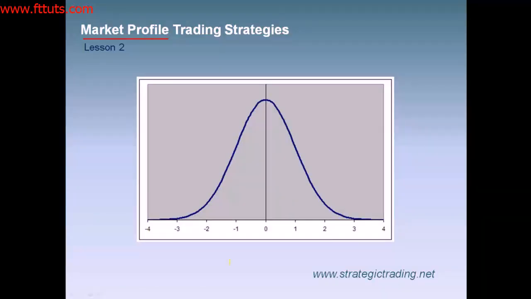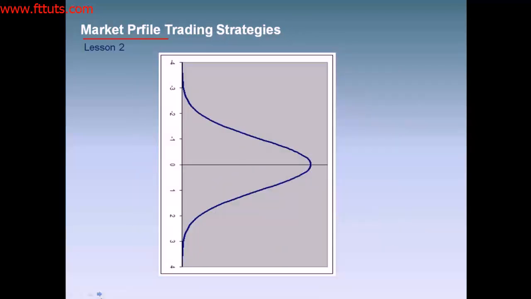Back to what we covered in our first lesson, the normal distribution. If you notice, what Steidlmayer did is he took the data from the market and applied the normal distribution concept to it. That's why the profile looks like this. He put the data into the standard normal distribution curve and was able to identify the value area for us based on the standard deviations.